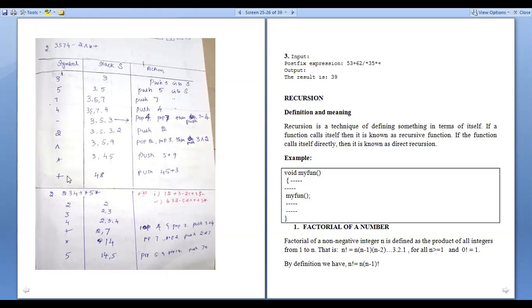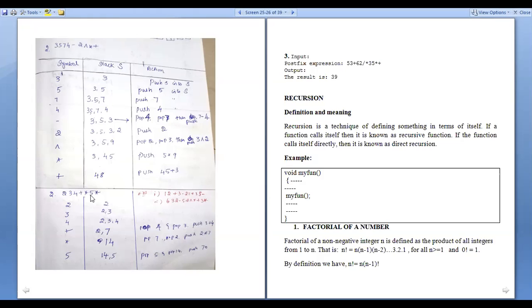In the postfix expression, the last operator that we have is plus. Now in the stack we have only two operands, that is 3 and 45. So it will perform the operation as 3 plus 45, that is 48. That result will be pushed to the stack. So it was a very simple example.